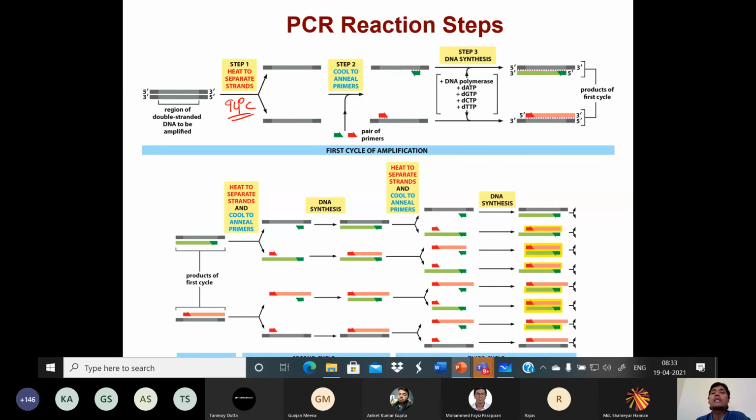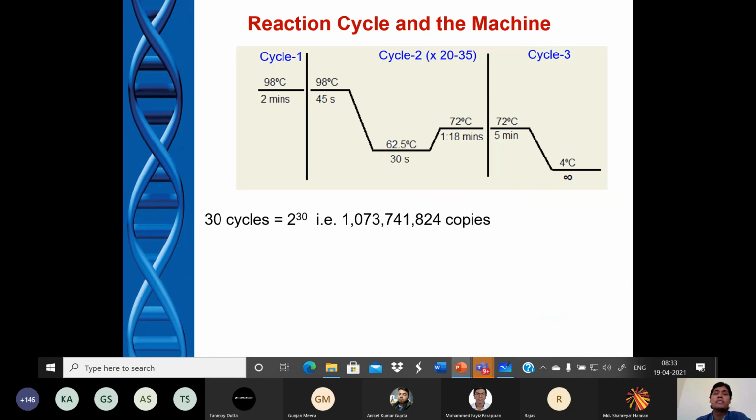Let's see how the reaction cycle looks. Something like this. This is not exact, because it depends on many things. At this level, you don't need to understand, because it depends on how big your DNA molecule is, how much you want to amplify, how much you want to sequence, and the sequence of the primer. There are a lot of things you need to take care of. But overall, it looks like this.